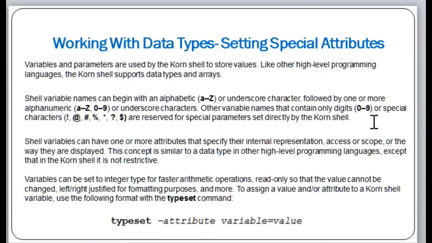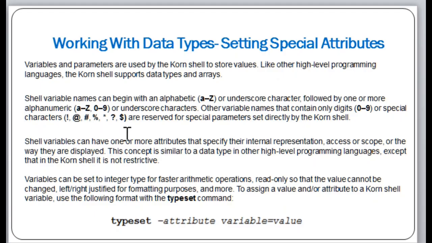So let's talk about setting special attributes. Variables and parameters are used by Korn shell to store values. Like other high-level programming languages, the Korn shell supports data types and arrays. Shell variable names can begin with an alphabetical character A through Z or underscore, followed by one or more alphanumeric characters A through Z, 0 through 9, or underscore. Other variable names that contain only digits or special characters, such as exclamation point, at, pound or hashtag, percent, splat or star, question mark, dollar sign, are reserved for special parameters set directly by the Korn shell.